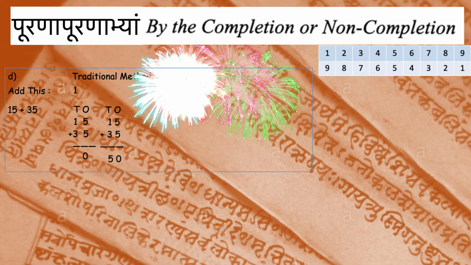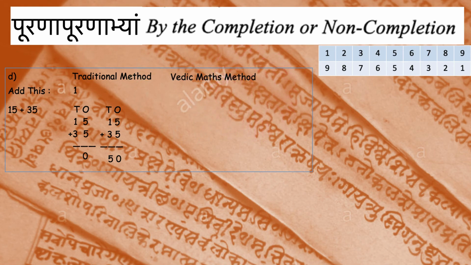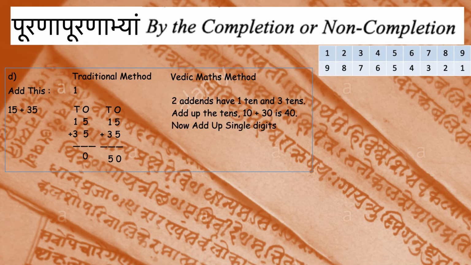So how do we do it in the Vedic maths way? By now you would have understood, right? 15 has a 10 in it, 35 has a 30 in it. So adding up, it makes 40, right? Then the units places 5 and a 5 makes another 10. So 40 and a 10 makes it 50. And remember, we are doing all this in our mind, right?